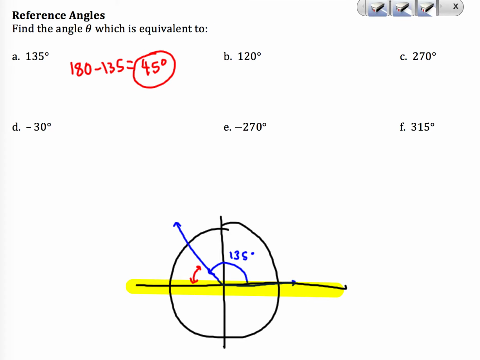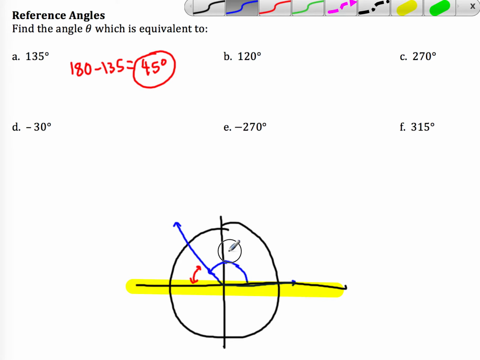Now we can look at the next one, 120, and once again, we know that 120 degrees is more than our 90. So this would be our 120 degree measure. To find out what the reference angle is, the measure from our principal axis, we can take 180 minus the 120 and get 60 degrees.